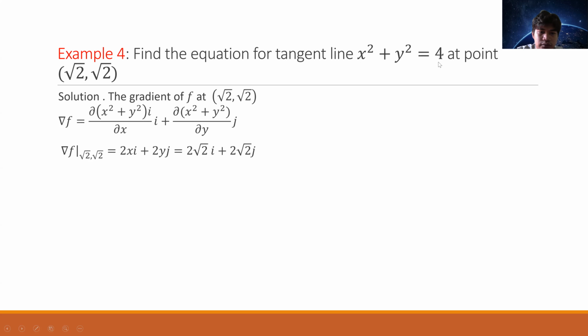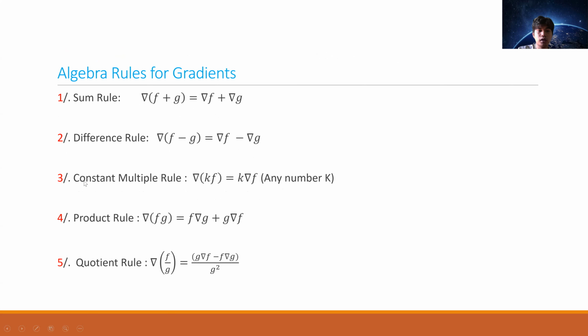And here are some algebra rules for the gradient. Number one is the sum rule: we can sum two functions, and the rest is still the same. Then there are the differentiation rules, which contain the multiply rule, product rule, and quotient rule.